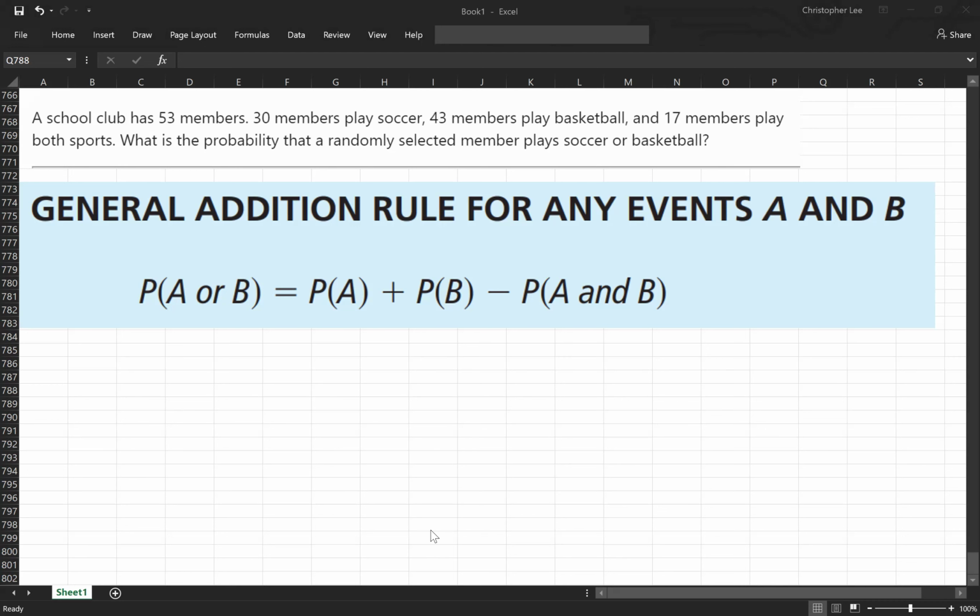So remember, all probability is the events, what I'm trying to say, is success divided by total. That's all probability.